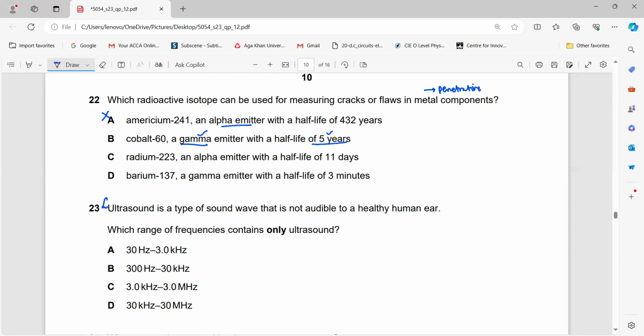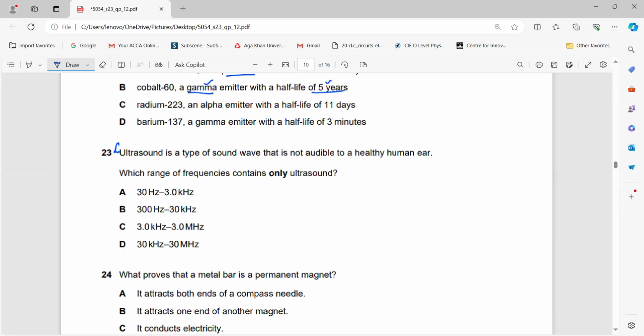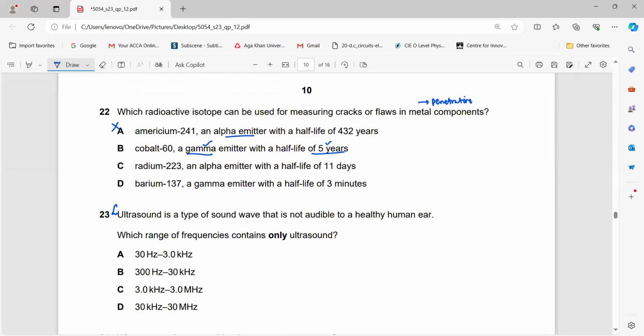And half-life of 5 years, that's reasonable, right? I feel B will be the answer. Let's talk about C. It says radium, alpha emitter. I'm not going to go for alpha. Barium, a gamma emitter, yes, with a half-life of only 3 minutes. If you use a radioactive source with such a small half-life, you need to understand that you'll have to replace it after every 3 minutes.